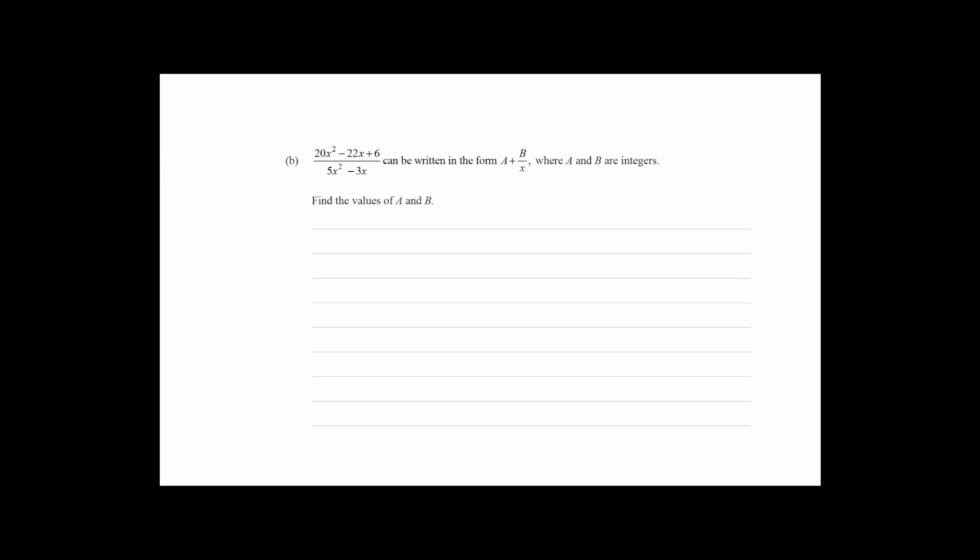This one. Now this one. How do we go about solving this one? So this is crying out to be factorized, top and bottom. Let's factorize it. So 20x squared minus 22x plus 6. They're all even numbers. Let's factor out a 2, make our life a lot easier.